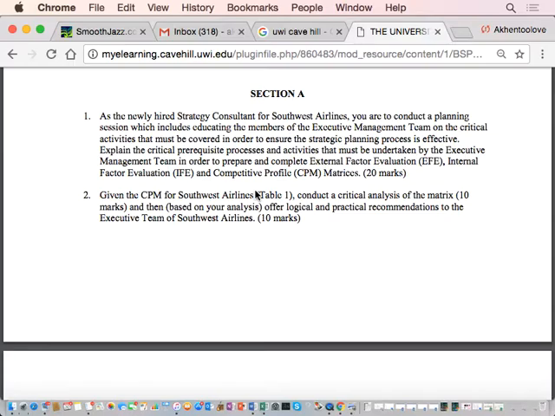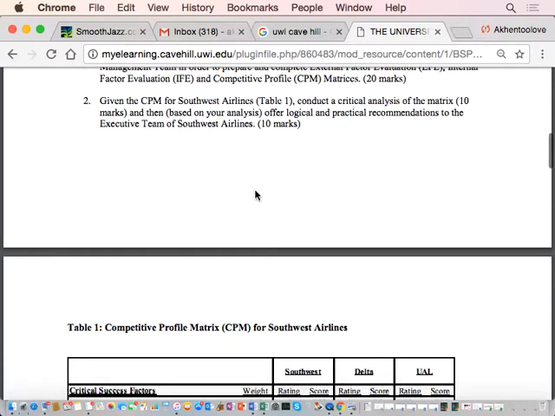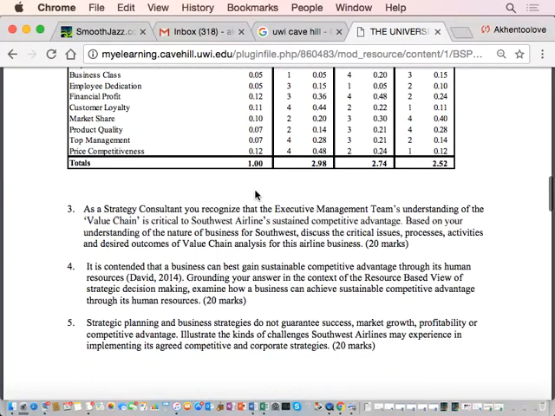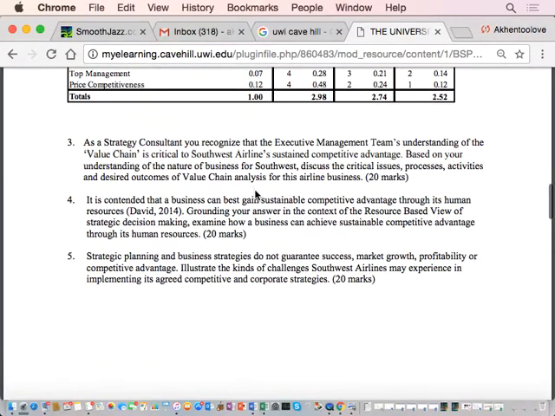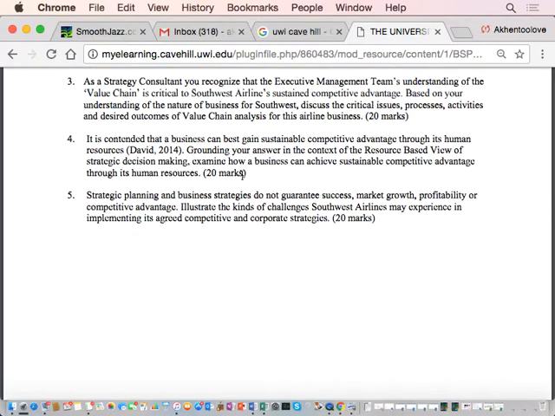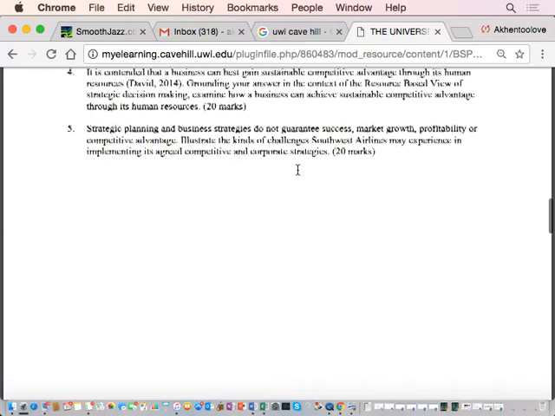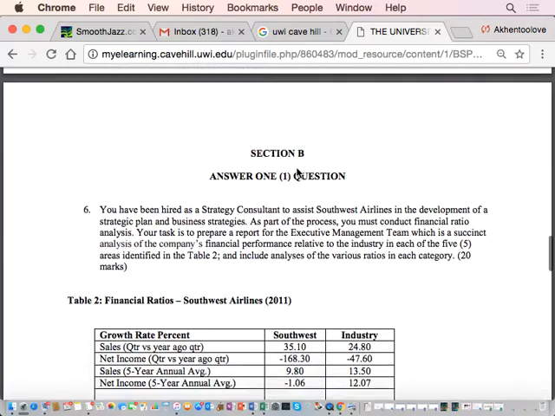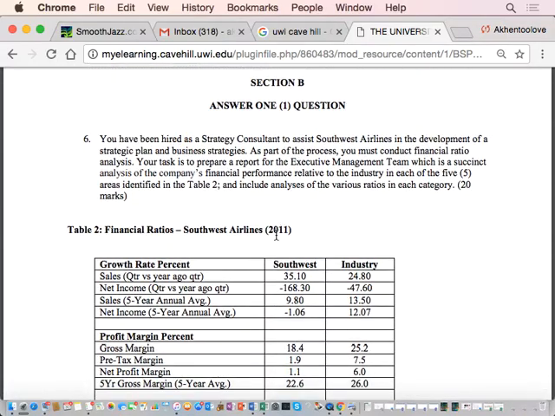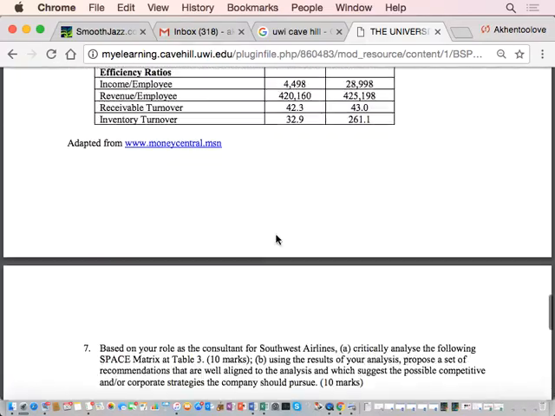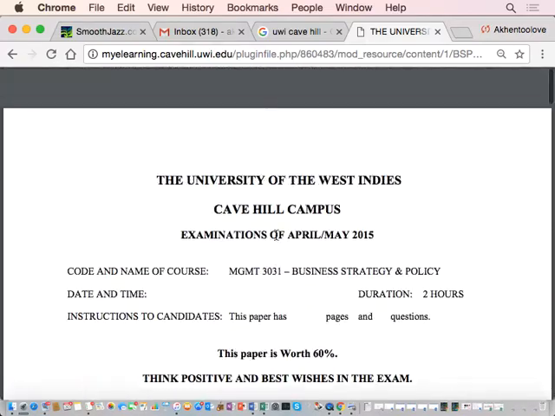So you would find question 1 is about Southwest Airlines. Section 2 is about Southwest Airlines, which is a matrix. Then you have a value chain question, which is about Southwest Airlines. Then you have a generic question about the resource-based view. Then you have question number 5 about Southwest Airlines. Then you have a financial ratio about Southwest Airlines. And you have a space matrix. So that's really how the exam is going to be structured.